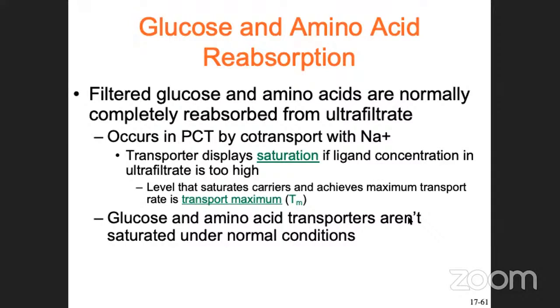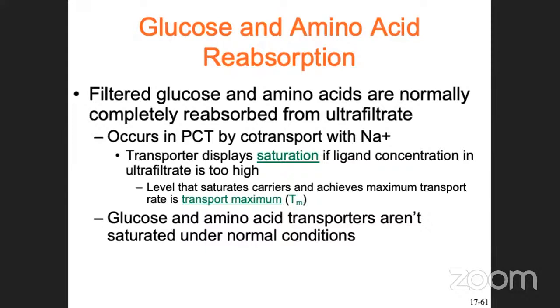A transporter displays saturation if the ligand concentration in the ultrafiltrate is too high. The level that saturates the carriers and achieves the maximum transport rate is the transport maximum. The transport maximum for the glucose tubular transport system in an adult is around 375 milligrams per minute. The transport maximum means the maximum rate of secretion or reabsorption of a substance by the renal tubules. We call it the TM.